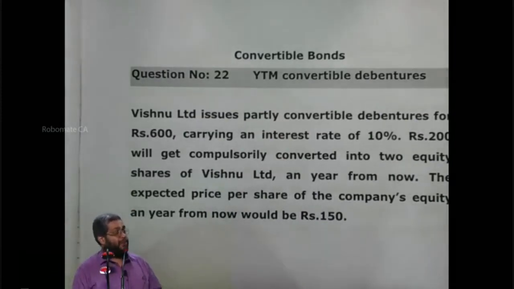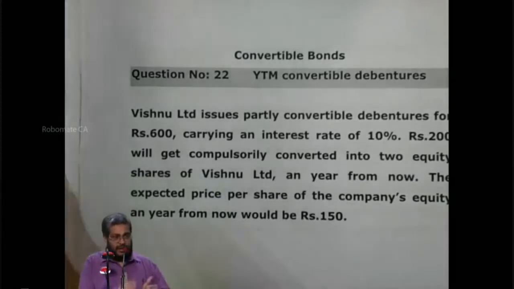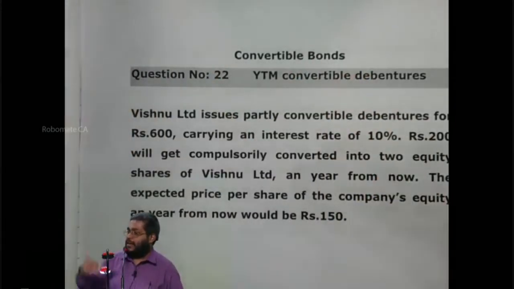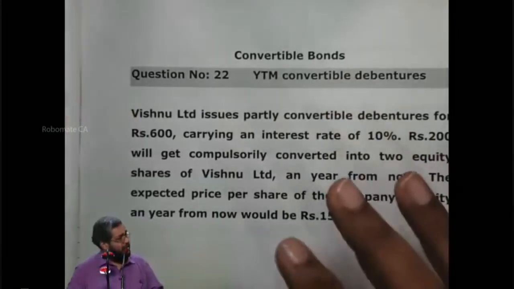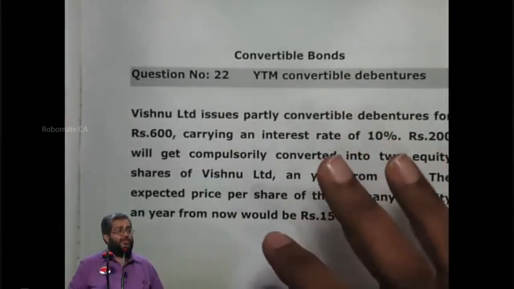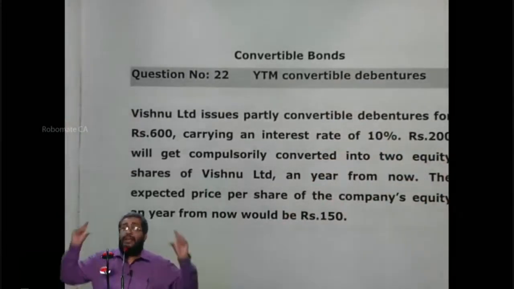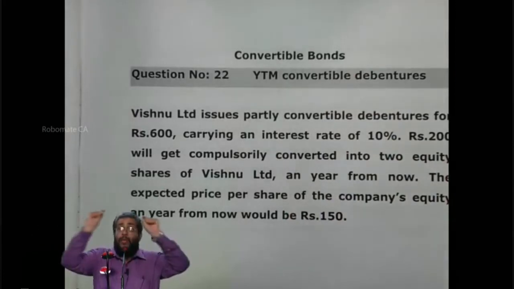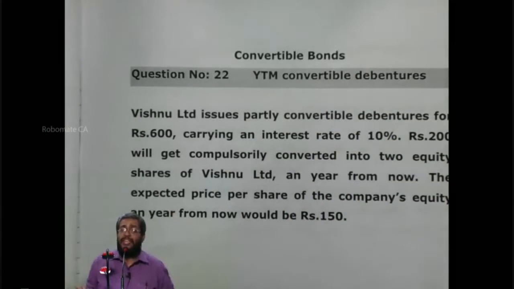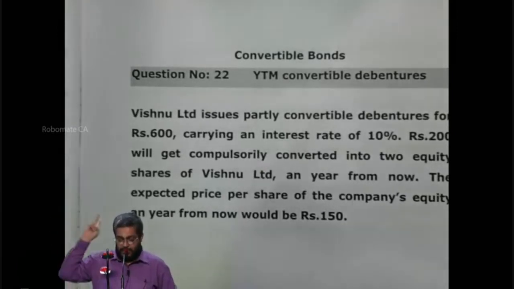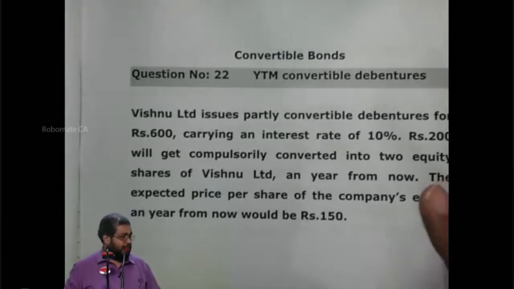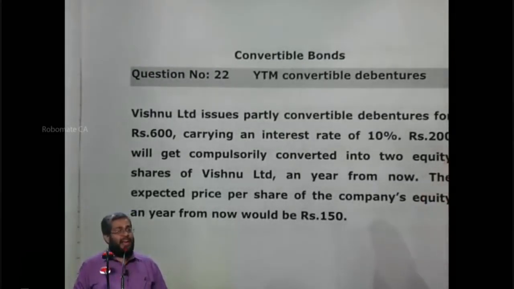Even the company has promised to redeem in three lots or three tranches. First is 200 in the first year, another 200 in the fifth year, and the last 200 in the sixth year. Yes or no? But in these three redemptions, one redemption is not by cash, it is by giving shares. Which is the redemption? The first redemption. The 200 will be compulsorily converted. No option for the bondholder, and he cannot exercise it any time.